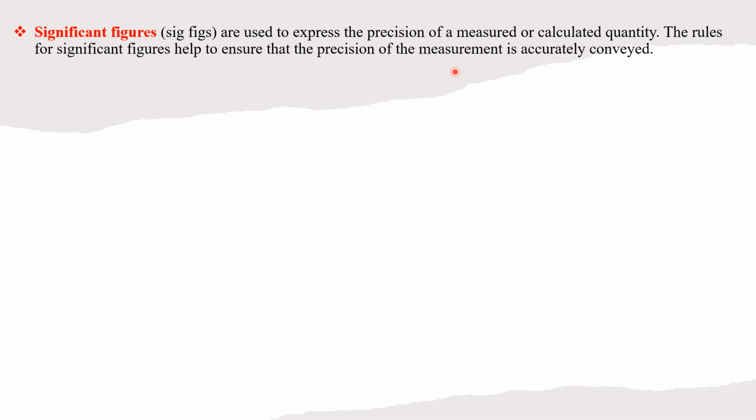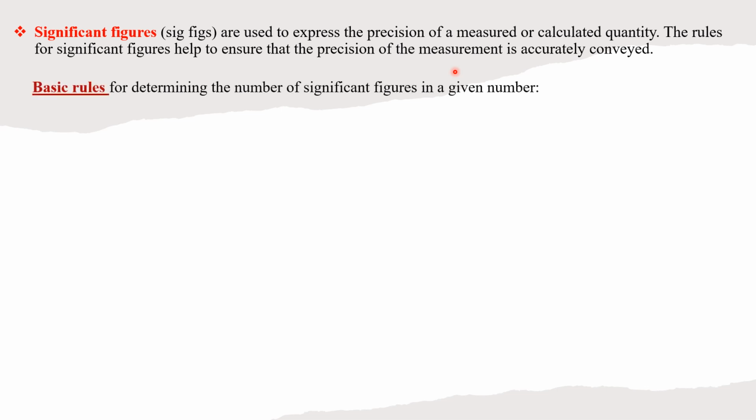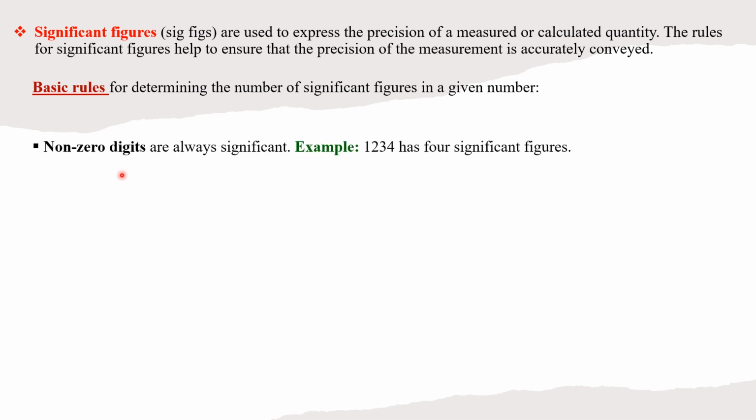Let's see what the basic rules of significant figures are, and what the rules are that govern specific mathematical functions: multiplication, division, addition, and subtraction. The basic rules for determining the number of significant figures. The first rule is that non-zero digits are always significant. For example, 1234. All of these digits are not equal to 0. They are non-zero digits, so there are four significant figures.